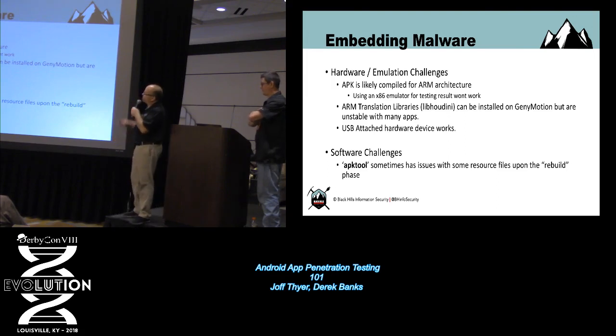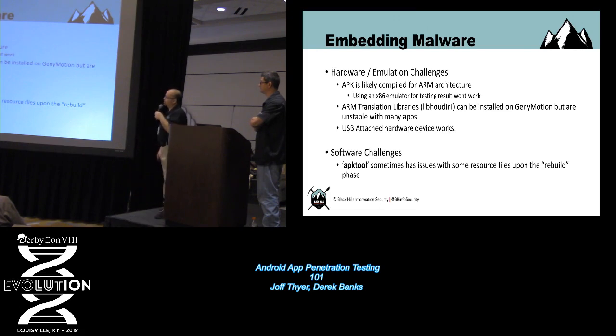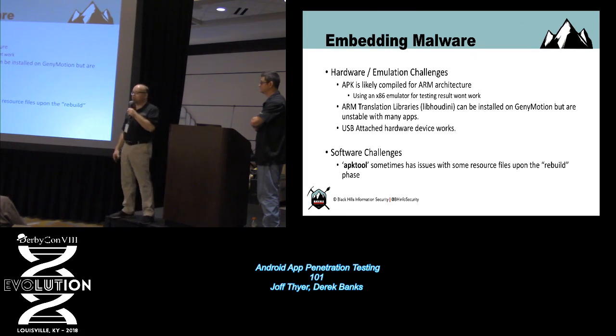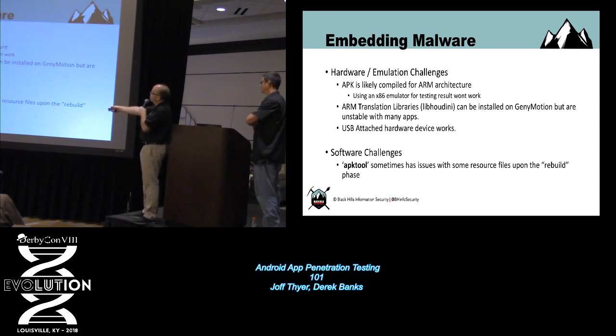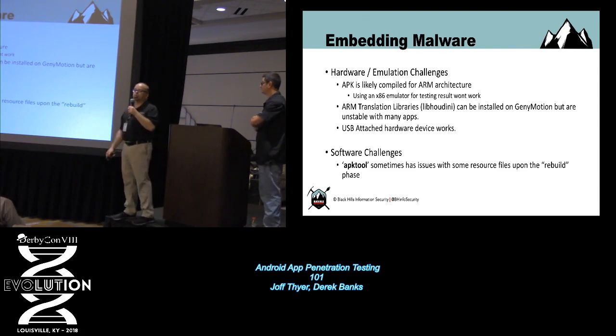Now, embedding malware. There are some hardware emulation challenges, which I actually alluded to earlier. The APK file is likely compiled for the ARM architecture. I told you earlier that emulators suck at running ARM code, right? They just don't really work. We do have libhoudini, which is the ARM translation library, so that can be installed on Genymotion, but they tend to be fairly unstable. I have found they are most successful with Android Lollipop, around version 6. You don't really want to use them on more recent versions of Android. Okay, and that's not scientific. That's just me crashing apps over and over and over.